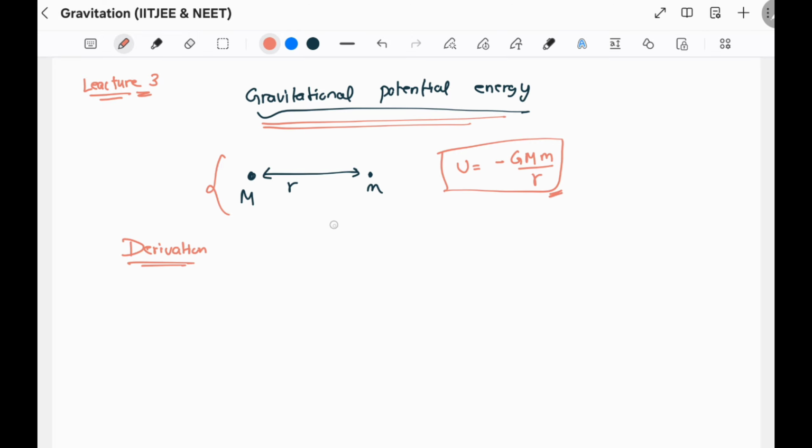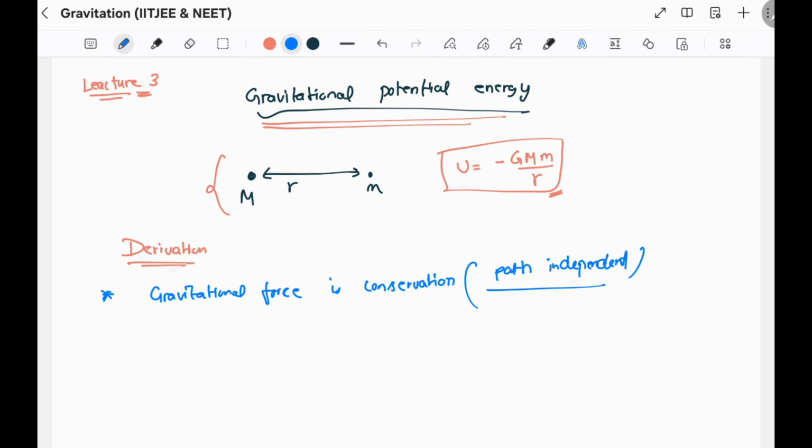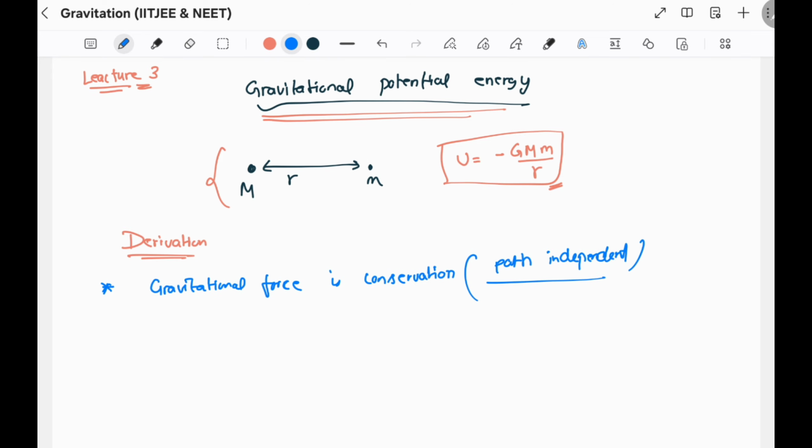Now we'll see what gravitational potential energy is and how we can find it. First thing, as we know, gravitational force is a conservative force. Conservative means path independent. This force doesn't depend upon the path chosen, it depends upon the initial and final position only. So that is why it's a conservative force.